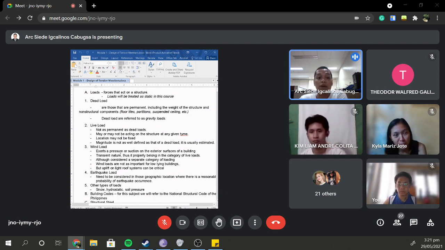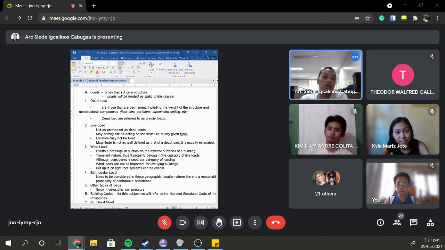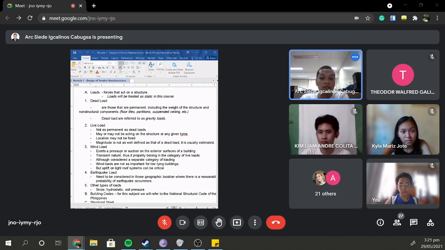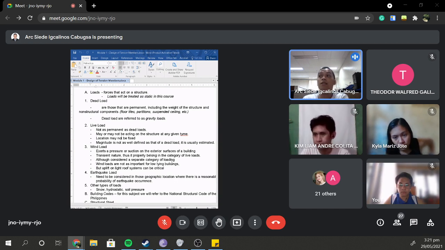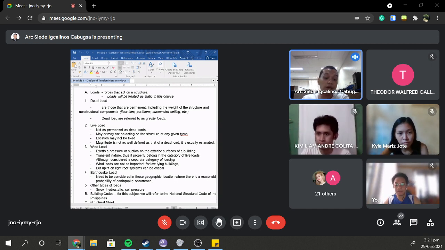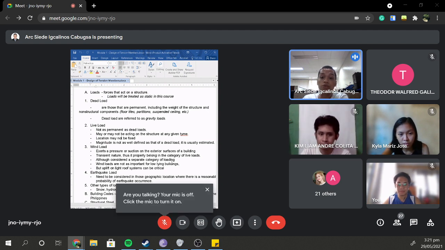Alright? So, we have live load. These loads are not permanent like dead loads. They may not be acting on a structure at a given time, their location may not be fixed, and the magnitude is not as well defined as the dead load. So we need to estimate what the live load usually is, but there are references that guide us on what values of live loads to be used.